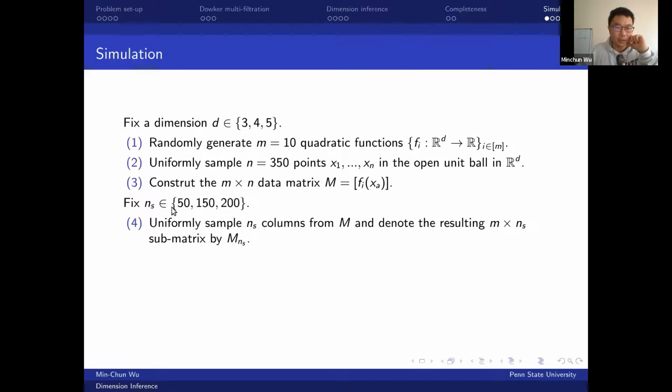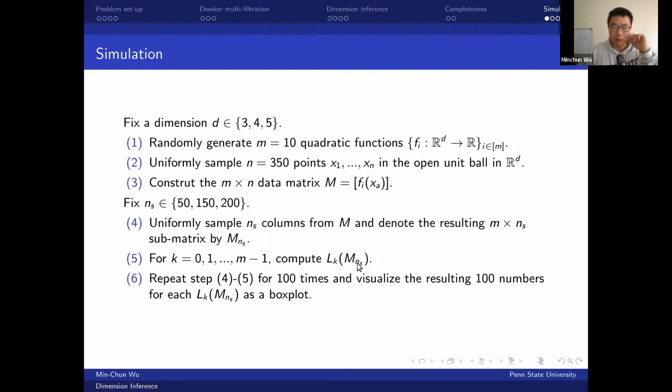I fix an NS that is 50, 150, or 200, and uniformly sample NS columns from the matrix, and denote the result by M_NS. And instead of computing the LK M, we compute LK of M_NS here, so that we have some variance in there, and we can repeat this subsampling procedure many times. So here we choose 100 times. Eventually, we'll get 100 different values, because we get 100 different submatrices.